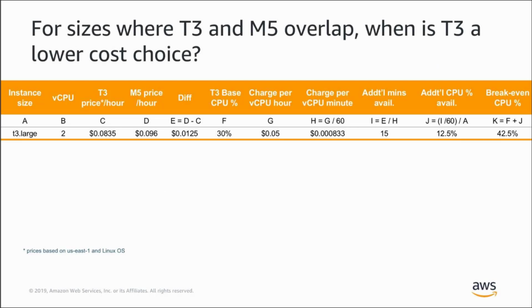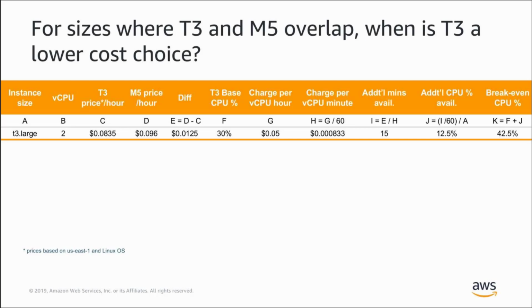So here's some of the math of how this is calculated. If you look at a T3 large size, it has 2 vCPUs. Here's the price per hour in column C, and then the M5 price per hour in column D. The difference in price you can see there is going to be 1.25 cents per hour. With T3, you're going to get a base CPU percentage of 30%. The cost of credits for an hour's worth of usage is 5 cents, which means that each credit is actually 0.0833 cents. That'll give you 15 additional minutes. Then you look at the additional CPU percentage available, which is 12.5%. That's how you get to the 42.5%.